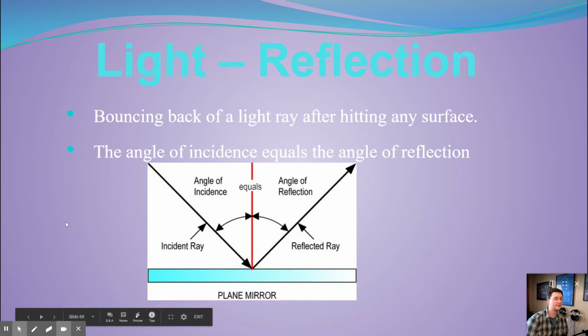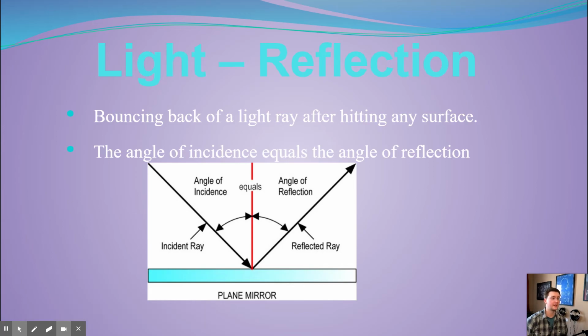All right, and then the very last piece is looking at light reflection. This one's a lot more straightforward than refraction. Reflection is just the bouncing back of a light ray after hitting any surface. So the angle of incidence equals the angle of reflection. Basically, whatever angle we hit it at, it will bounce back at that same angle.